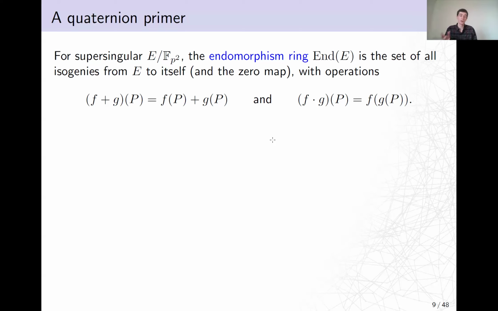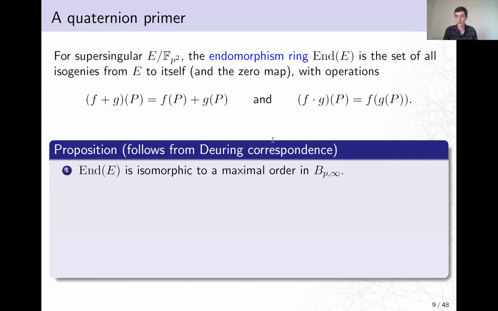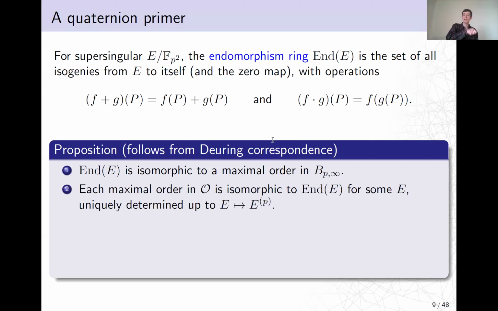Now, this endomorphism ring, the reason it's related to quaternion algebras comes from what's known as the Deuring correspondence, which I will not state in full detail here, but a few consequences will be useful to us. The first is that the endomorphism ring is always isomorphic to some maximal order in B_{p,∞}. Conversely, given any maximal order in B_{p,∞}, it is isomorphic to the endomorphism ring of some supersingular elliptic curve.